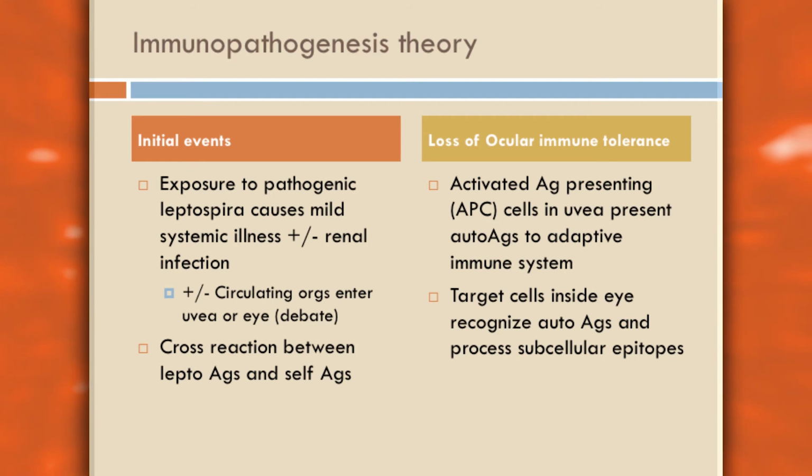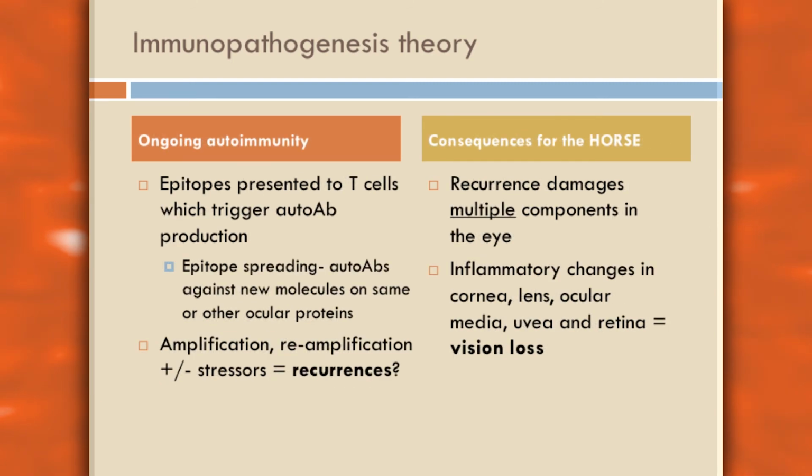Target cells inside the eye recognize autoantigens, and they process these subcellular epitopes. The epitopes get presented to T cells, which trigger more autoantibodies, and then you get epitope spreading, like I showed you in the cartoon a little bit earlier. You get amplification, you get reamplification, and perhaps there are stressors that then provoke some of these recurrences.